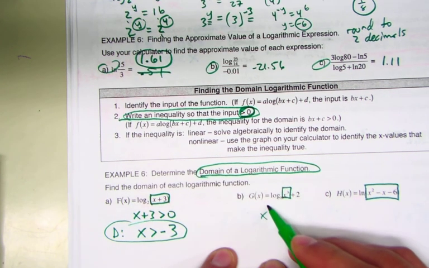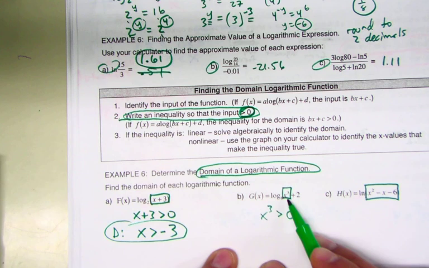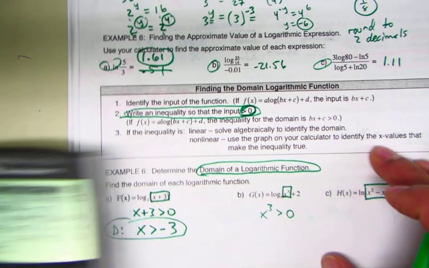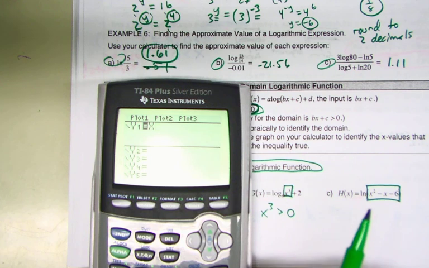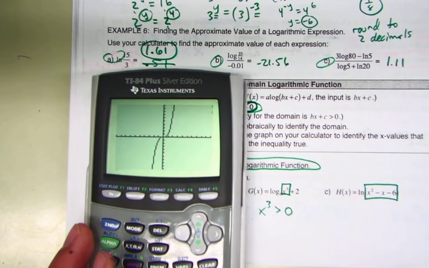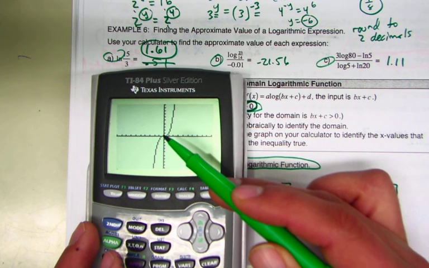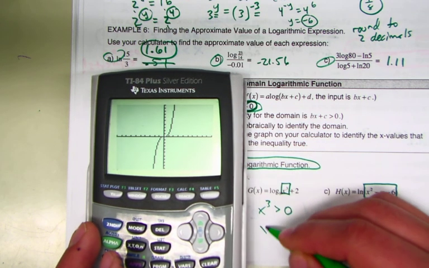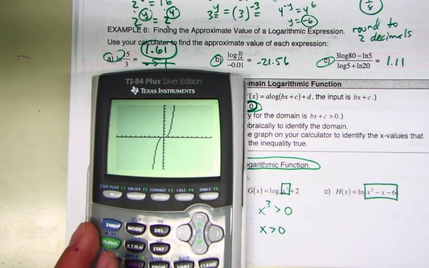Here all I have is x cubed is greater than 0. We haven't really talked about the cubic graph, but if you're not sure, if you graph it, what part of the graph is above 0? From 0 to infinity. So x is greater than 0.